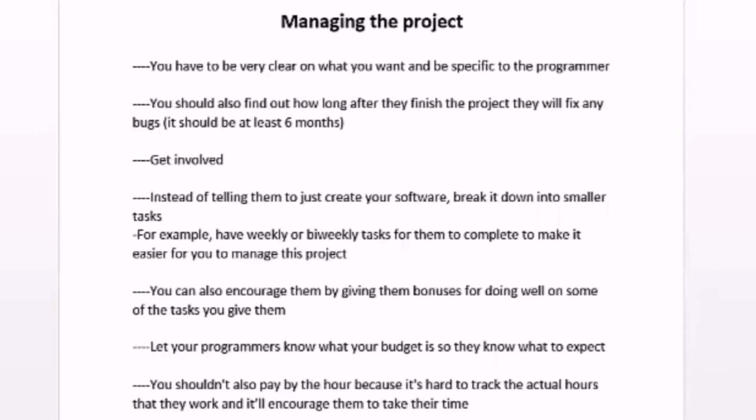You also want to let your programmers know ahead of time what your budget is so they know what to expect. With that being said, you shouldn't pay by the hour, because it's hard to track the actual hours that they work, and that only encourages people to take their time on your project.